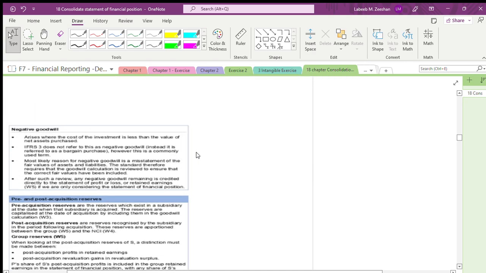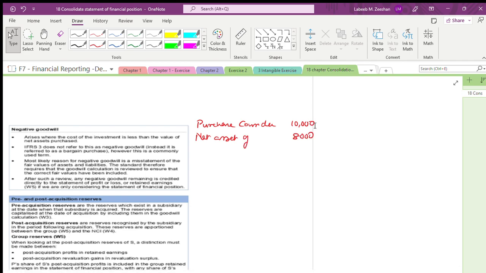Things will work. Now, negative goodwill. Very simple. See the thing: if your purchase consideration, the amount we are paying, is 10,000, and the net assets of the subsidiary are 8,000, you are paying 2,000 more.